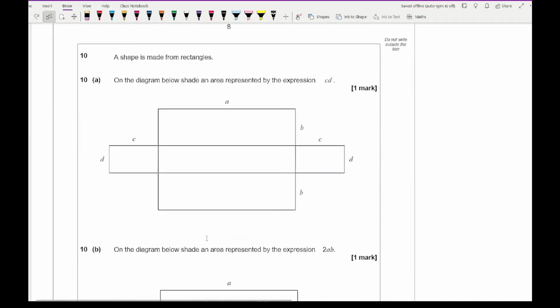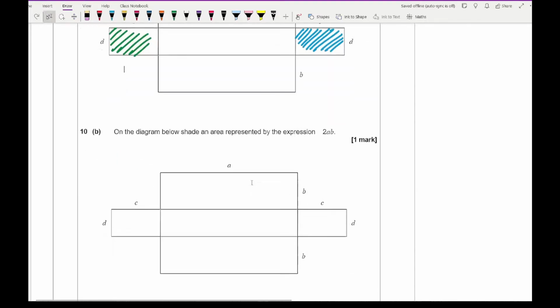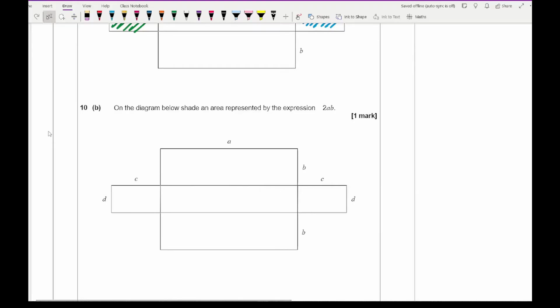Then moving on to question 10, it says the shape is made from rectangles. On the diagram below, shade the area which is represented by C times D. So for this, we can either shade in this one, or you could shade this one. Any of those would be absolutely fine. Then for the next question, it says on the diagram, shade an area represented by 2AB.